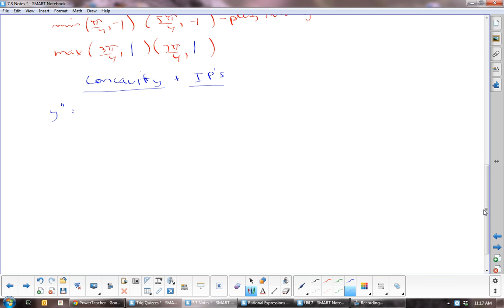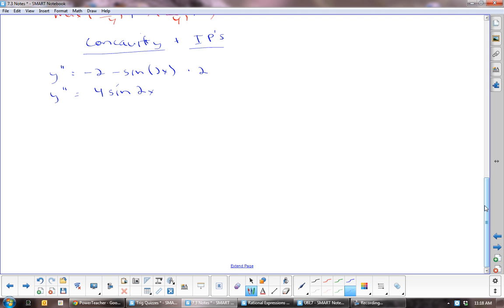Now remember, -2 cos 2x was our first derivative, so the second derivative would be -2 cos x is negative sine 2x, and then times 2 again. So we've got the negative and the negative, and the 2 and the 2, so y double prime should be 4 sine 2x. Okay, so we can find IPs, that's going to be at critical values.